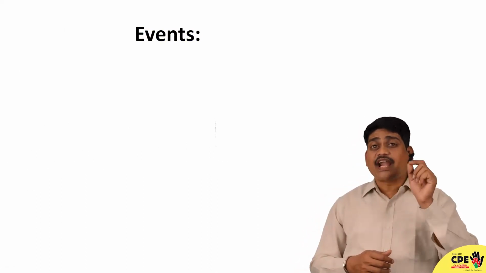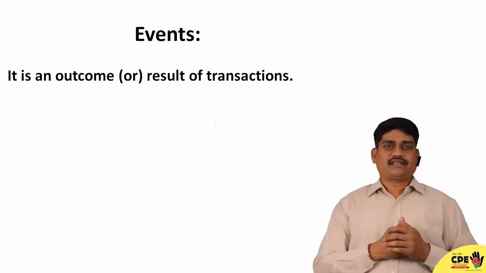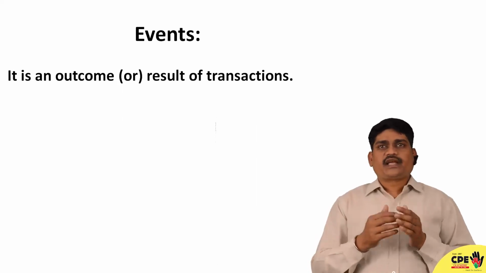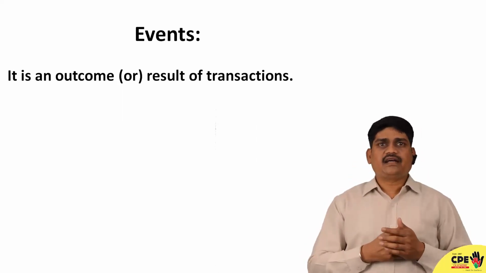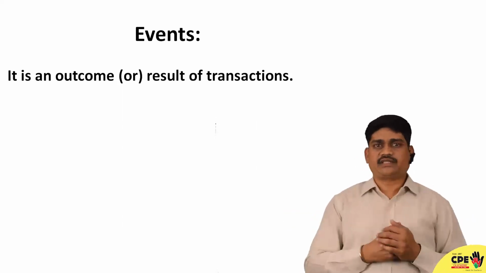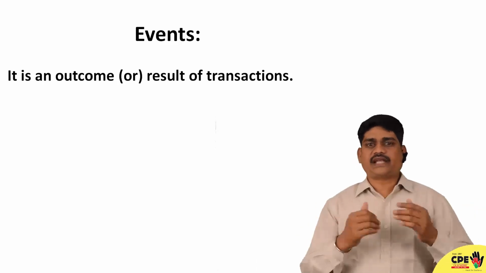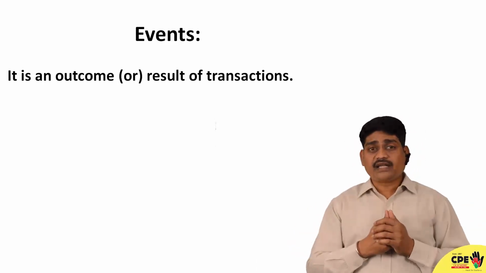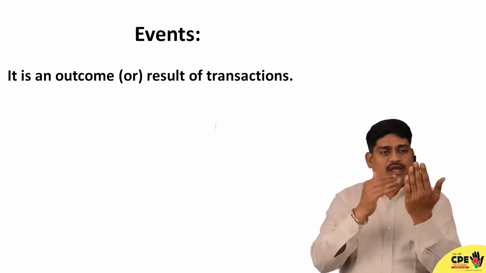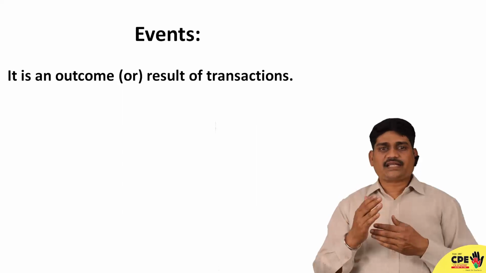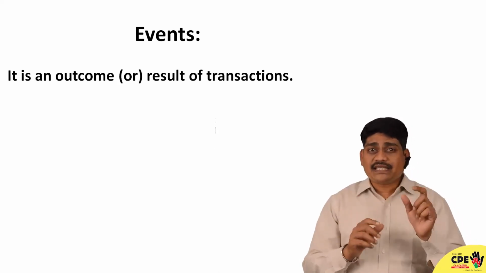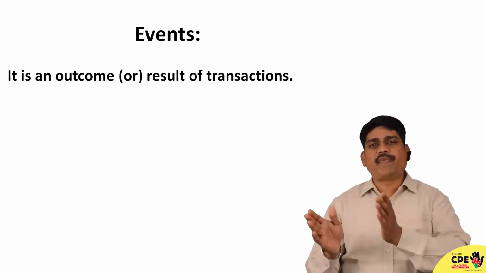So now we'll see what is an event. An event is an outcome or result of transactions. Let me repeat, it is an outcome or result of transactions. Say we bought something for 10,000 and we sold the same for 12,000. Is it clear? So buying is a transaction, selling is also a transaction. But when we gather both the information, when we match both, at what cost we bought, at what rate we are selling, how much we realized on the sale of the particular goods, you can see the result, either profit or loss or some balance.